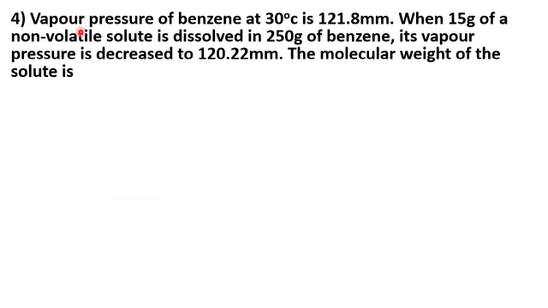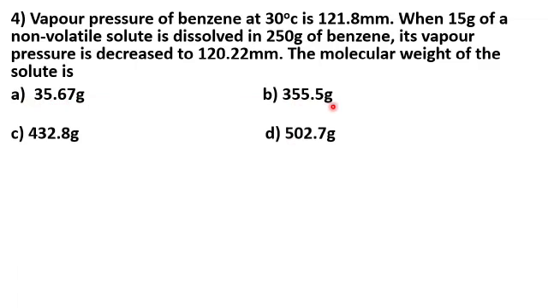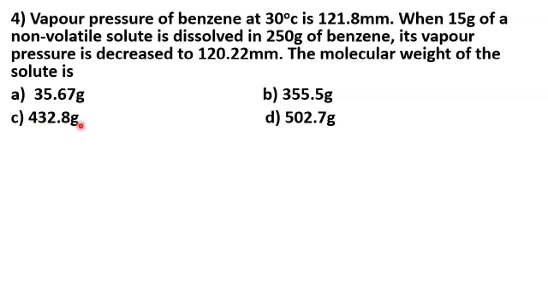Question number 4. Vapor pressure of benzene at 30 degrees Celsius is 121.8 mm. When 15 gram of a non-volatile solute is dissolved in 250 gram of benzene, its vapor pressure is decreased to 120.22 mm. The molecular weight of the solute is dash. Option A 35.67 gram, option B 355.5 gram, option C 432.8 gram, option D 502.7 gram. Solution.